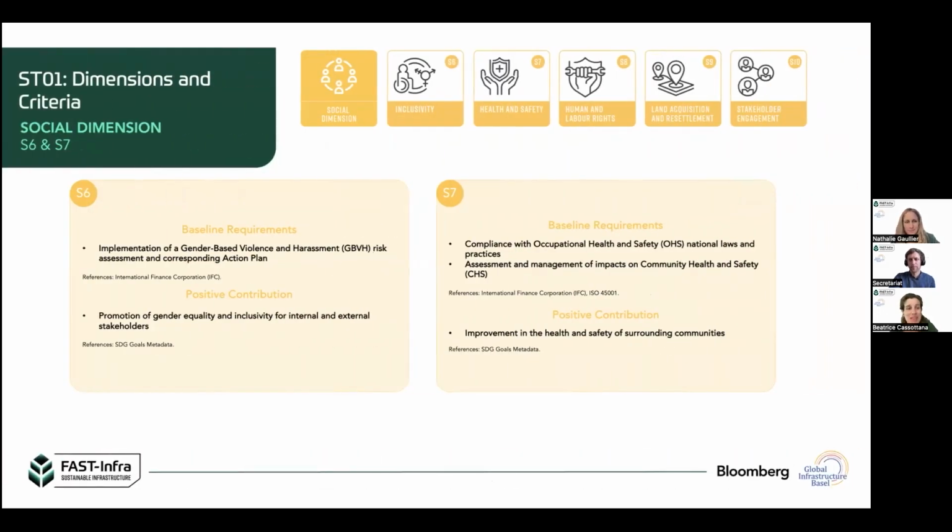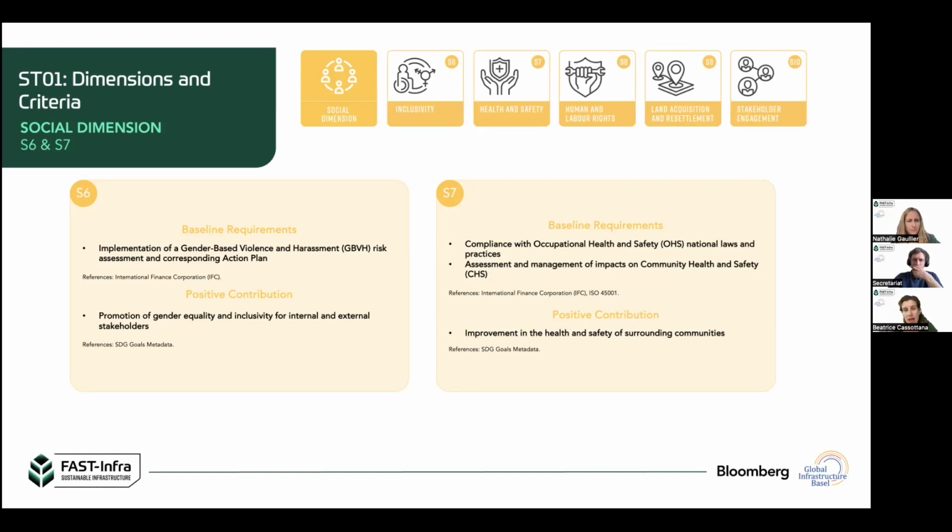Okay, so let's move on to the next dimension, the social dimension, which is divided into 5 criteria. For ethics and inclusivity, in the baseline requirements, we ask projects to implement a gender-based violence and harassment risk assessment and a corresponding action plan. In the positive contribution, again, we ask for a plus, which is to promote gender equality and inclusivity for not only internal stakeholders, but also external stakeholders.